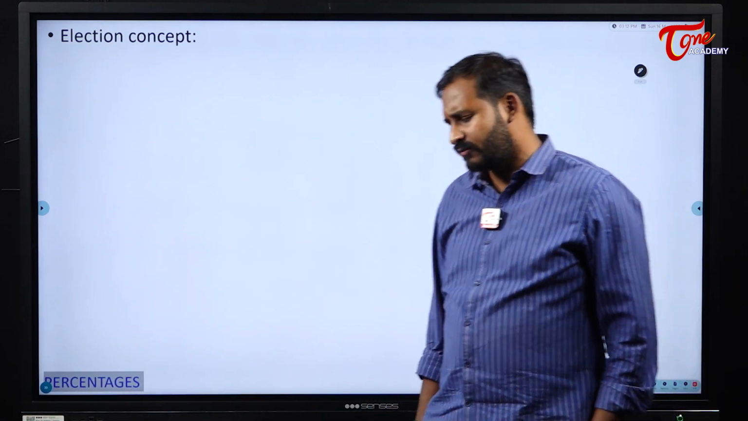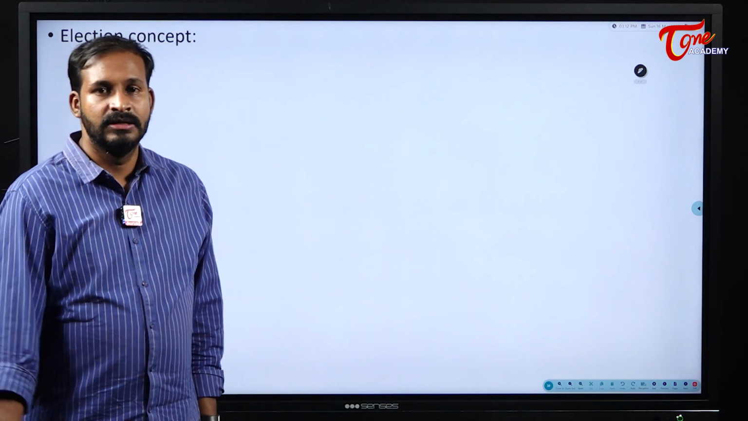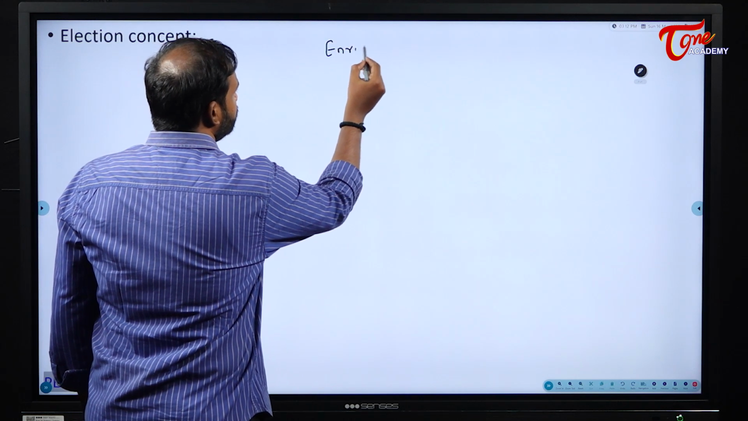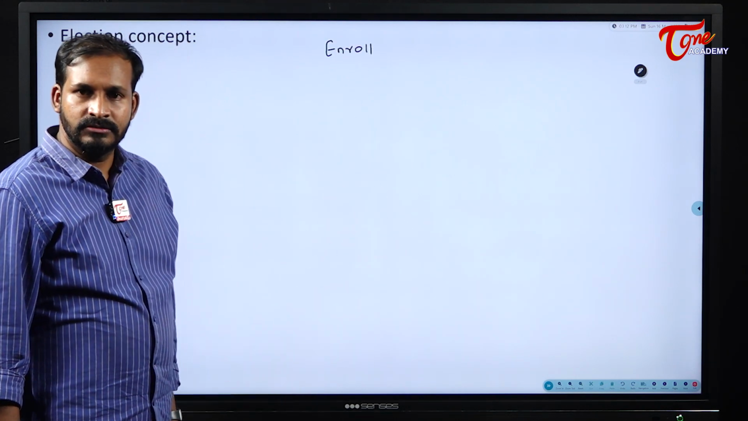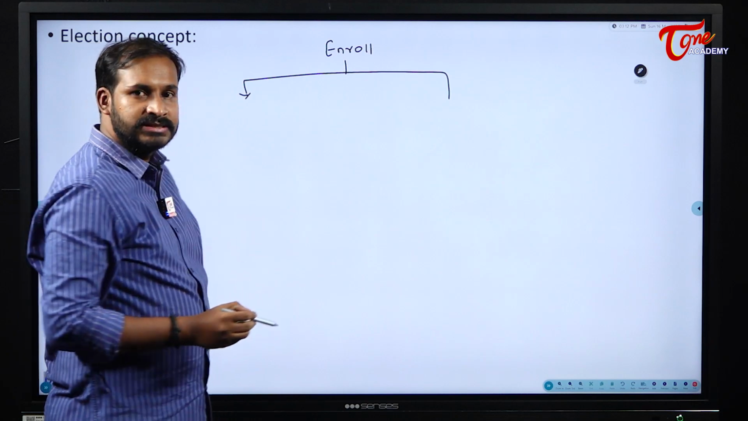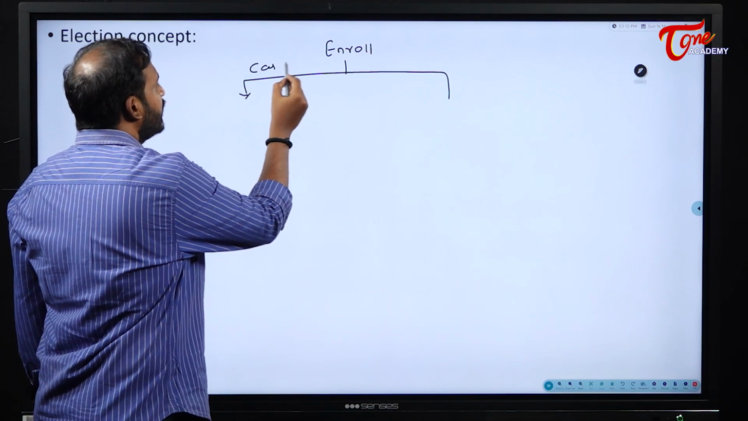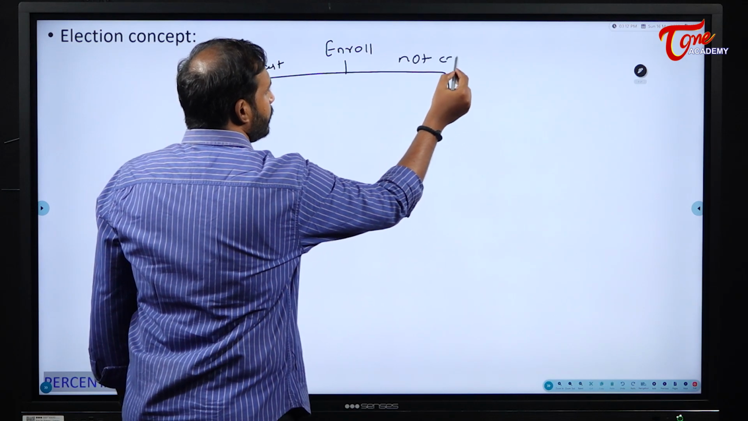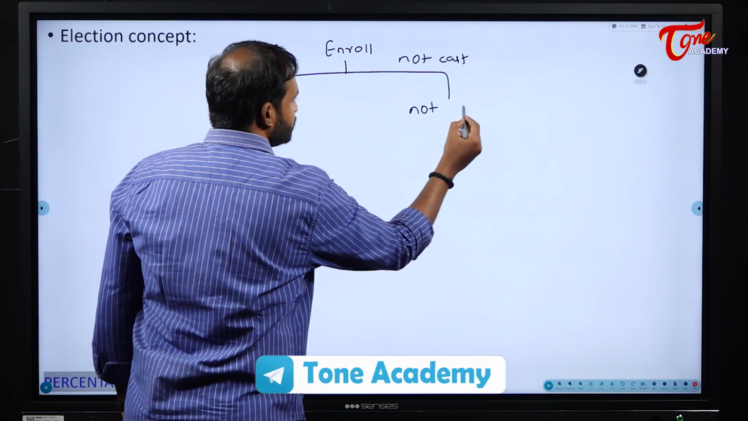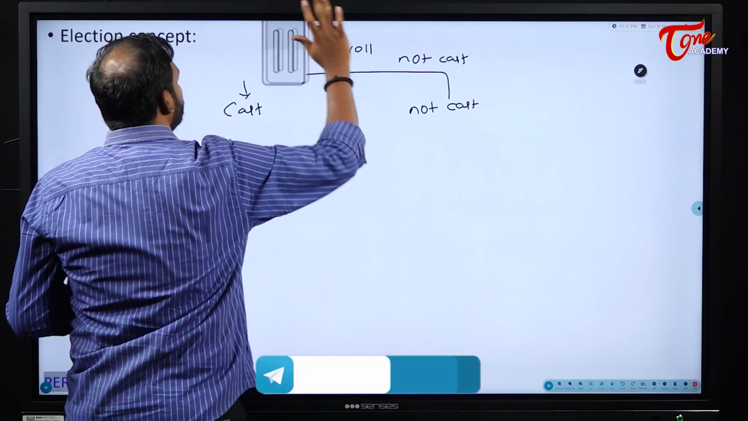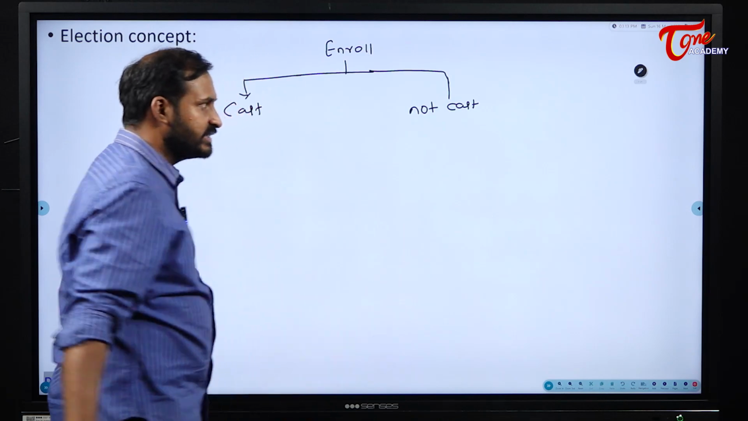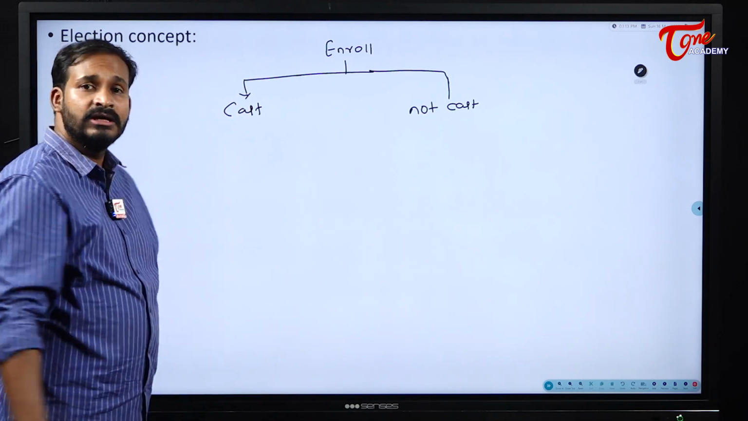See, questions based on elections are also very, very important for us. What will happen is, usually some people will enroll for the elections. And after enrolling, everyone will not cast the vote. Some will cast the vote and some will not cast the vote. Out of these, we will not bother about the persons who do not cast the vote. We will take consideration only of the cast votes.